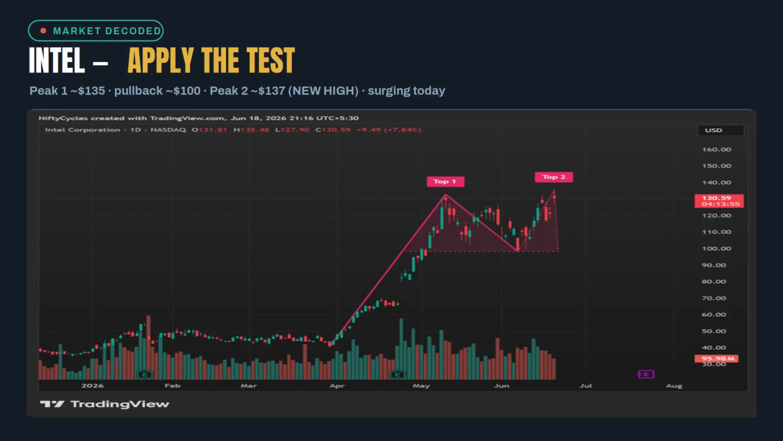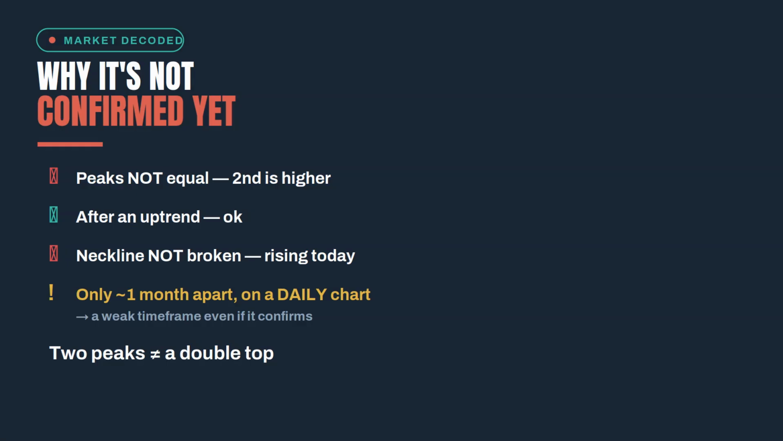Let's check that against the rules we just learned. Condition 1. Two roughly equal peaks. This fails. The second peak is actually higher than the first, which looks a lot more like strength than a top. Condition 2. It forms after an uptrend. That one fits. Condition 3. A confirmed close below the neckline. This fails too. Price is nowhere near the neckline. In fact, it's rising hard today.